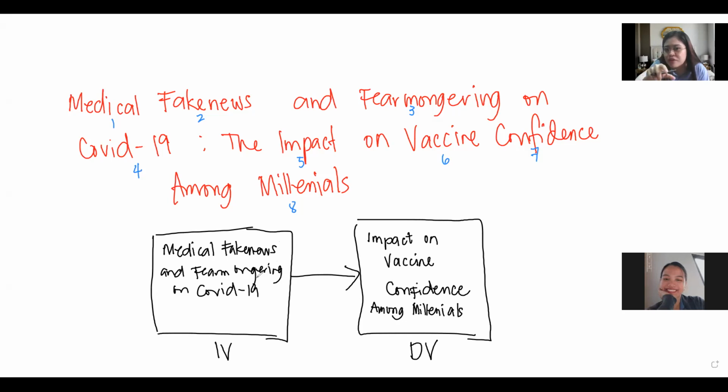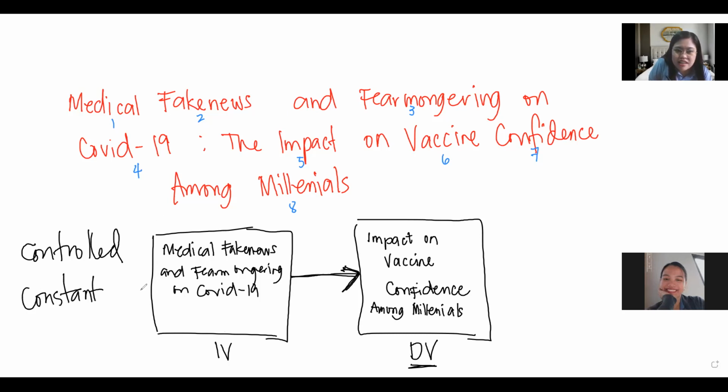meaning mao na ato ang ginatan-aw sa ato ang study, and then ina-check nato na siya. Pag check nato ato siyang i-measure kung naa ba siya effect on our dependent variable. So, ang ilahang gihimo, they gathered all the medical fake news and fear-mongering sa COVID-19, meaning mao ni inyong ginaingon kagaina nga this one is being controlled and this one is constant in the study.